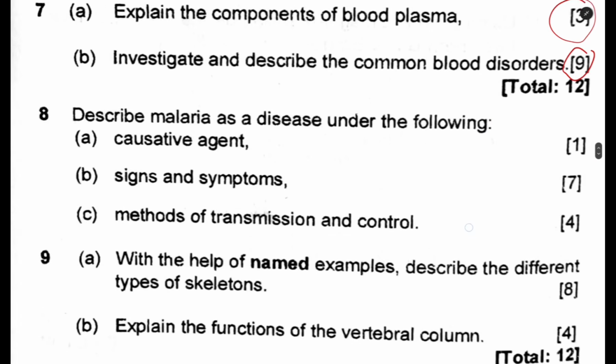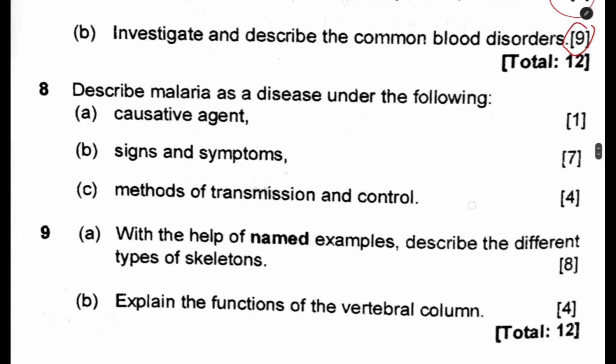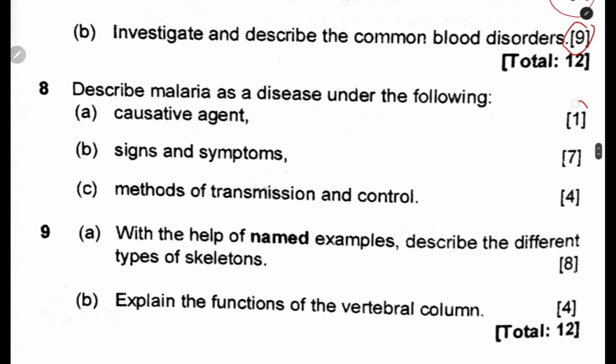Then question 8, describe malaria as a disease under the following: 1. Causative agent. 2. Signs and symptoms. 3. Method of transmission and control. So last year, I think this year 2024, there was also a question just like this. It was on bilharzia, if I'm not mistaken.